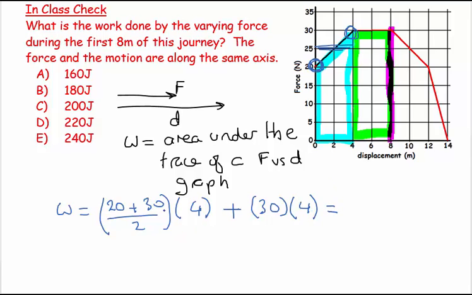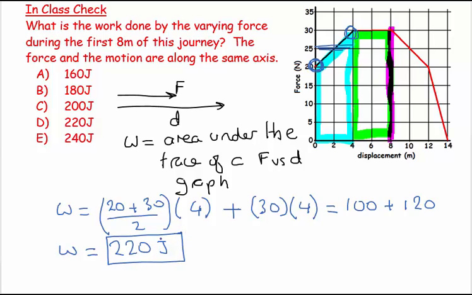So if I look at this, I'm going to get 50 times 2 is 100, and then 30 times 4 is 120. So my work done is equal to 220 joules. And there we have it.